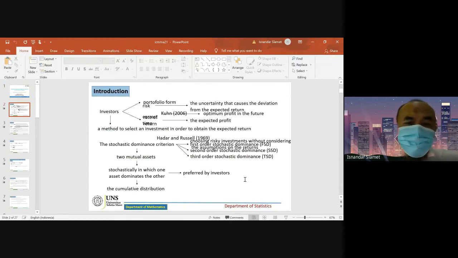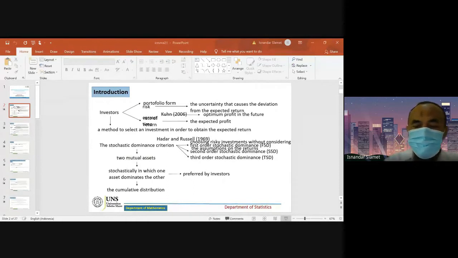We start with the introduction. Investors try to form an efficient portfolio, at the right time, so that they can get the optimum profit in the future. For this, investors have to consider risk and rate of return. Risk is defined as the uncertainty that causes deviation from the expected return, and rate of return is the expected profit. At the same time, investors also need to find a method to select an investment in order to obtain the expected return.